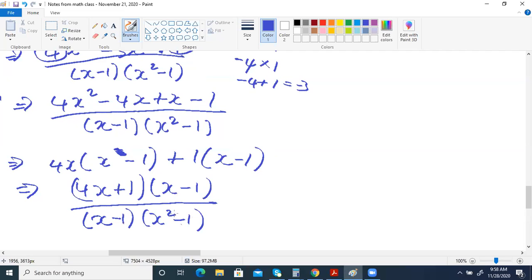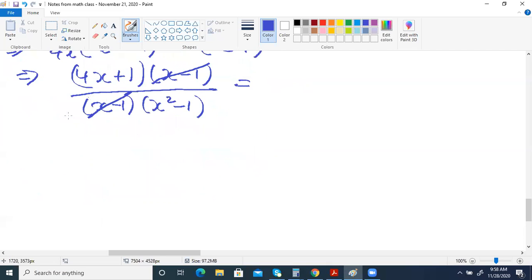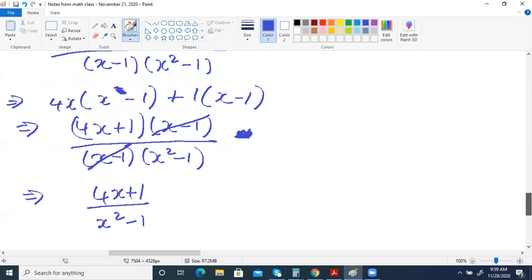x squared minus 1. So the x minus 1 cancels, and let me put it below, and you get 4x plus 1 over x squared minus 1. And so that would be the final answer, right? So look, there's a lot of work: you have to know how to factorize and all sorts of gymnastics.